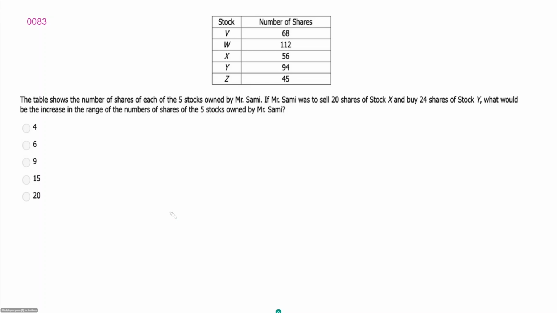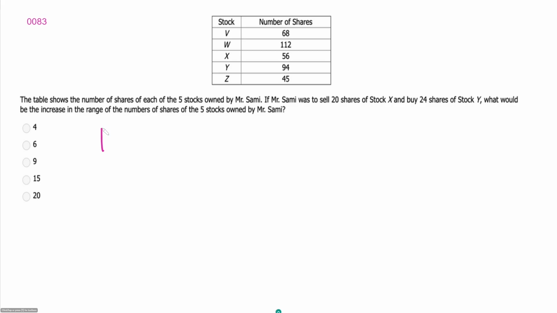The table shows the number of shares of each of the 5 stocks owned by Mr. Sammy. If Mr. Sammy was to sell 20 shares of stock X and buy 24 shares of stock Y, what would be the increase in the range of the numbers of shares of the 5 stocks owned by Mr. Sammy? So what are they asking for? The increase in the range. So we should have 2 ranges, and we want to take the difference between them.